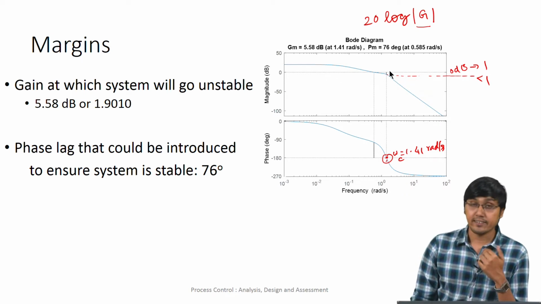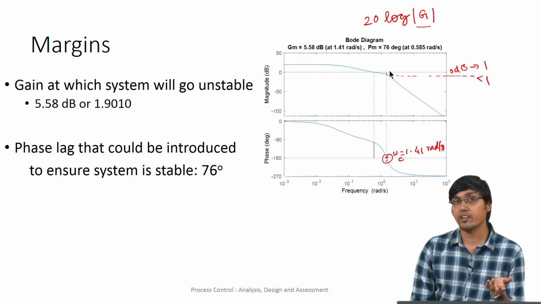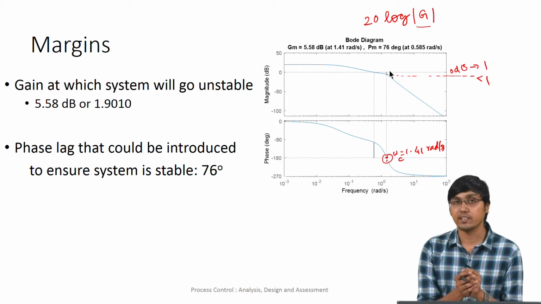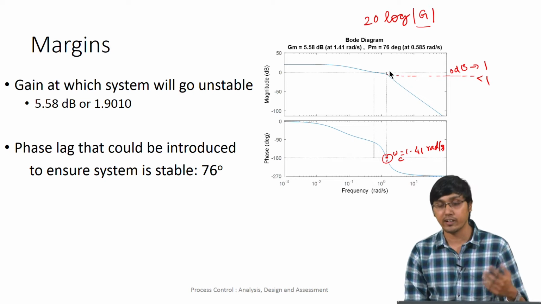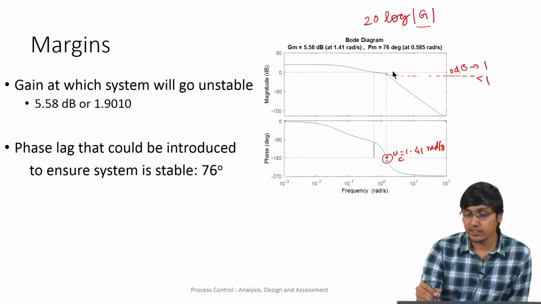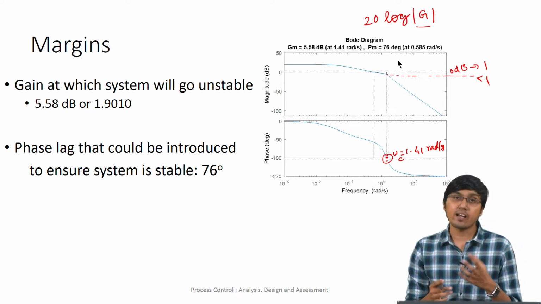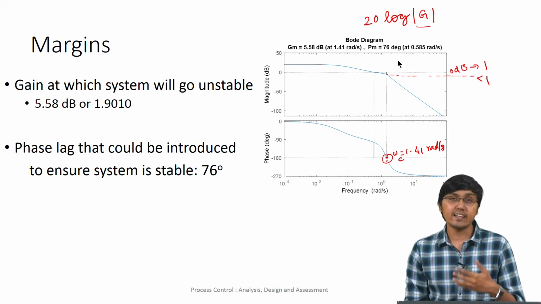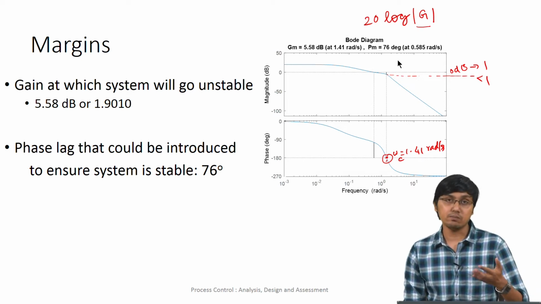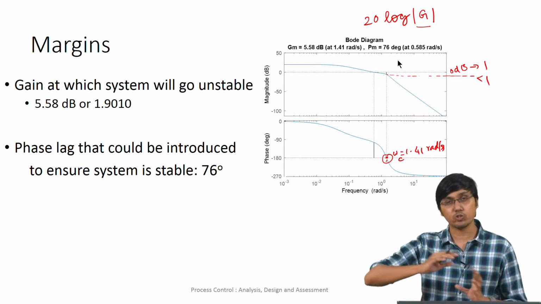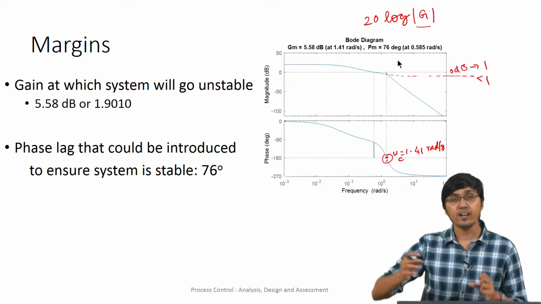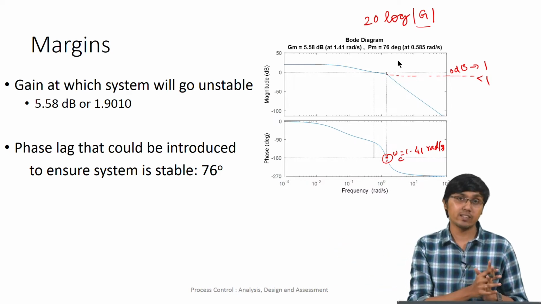Now that is not the question we are going to ask. The question is, my model itself is an approximate thing. So with just this understanding, okay, this model is stable, we cannot conclude anything. Then we ask the question, what is the gain that I can multiply to the system so that it becomes unstable? If I can multiply with a very high gain to make the system go unstable, then it means that I am very comfortable with the stability of the system.